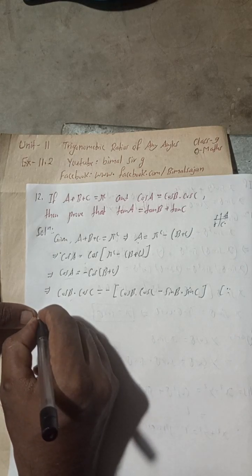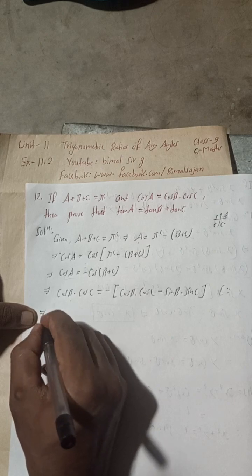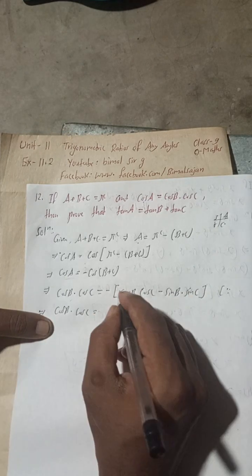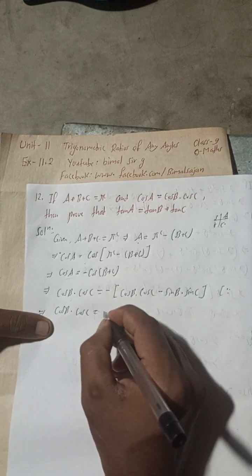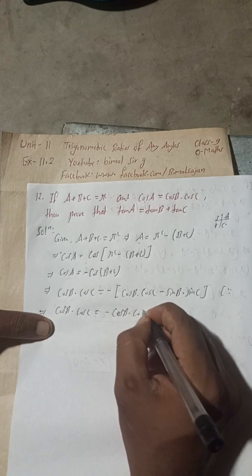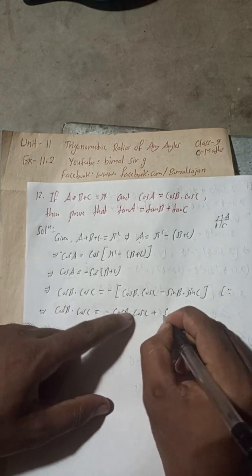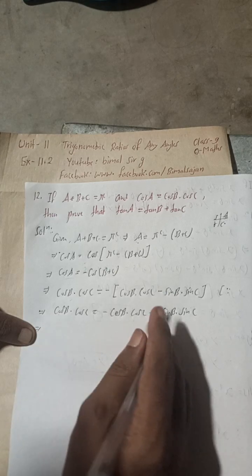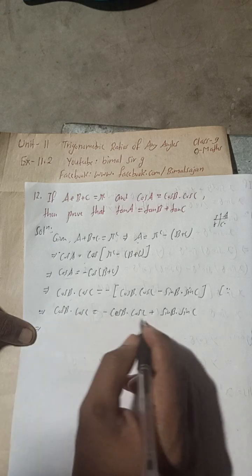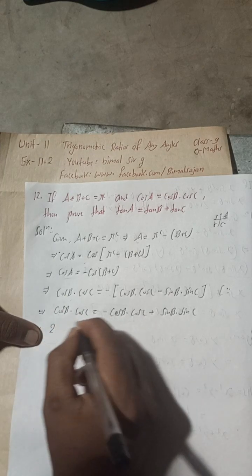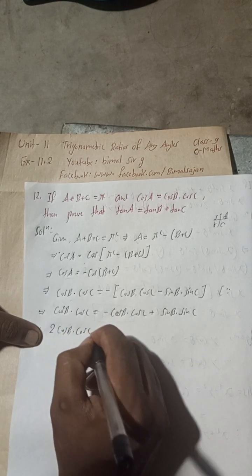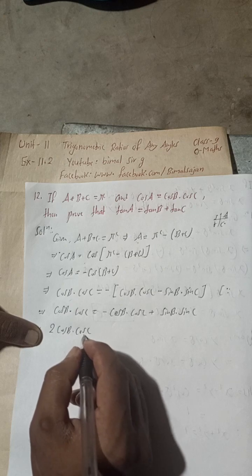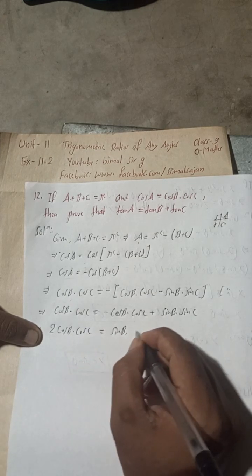Now you write cos b into cos c is equal to, breaking this bracket, minus of cos b cos c plus sin b sin c. Now if you take the cos b cos c to this side, it will be plus, and this will be 2 cos b cos c, because it is minus cos b cos c, if you take it this side it will be plus cos b cos c, so plus plus will be added, so this will be 2 cos b cos c is equal to sin b sin c.